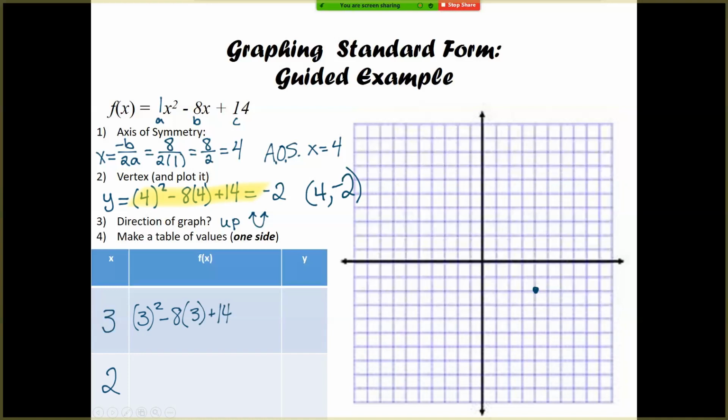When you plug this into your calculator, you should get a value of -1, which gives you the ordered pair 3, -1, which is that point right there.